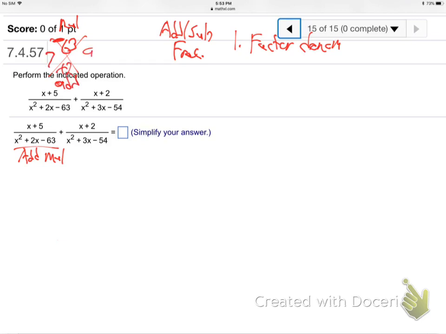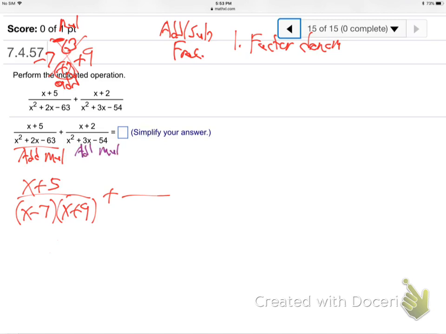That'd be 7 and 9. The sign on the bottom goes on the bigger, so plus 9 minus 7. Multiplies to be negative 63, positive times negative, and adds to be plus 2. So then this one factors: x plus 5 is on the top, and it's x minus 7, x plus 9 on the bottom, plus, and then the other denominator, this one: what multiplies to be 54 and adds to be 3?